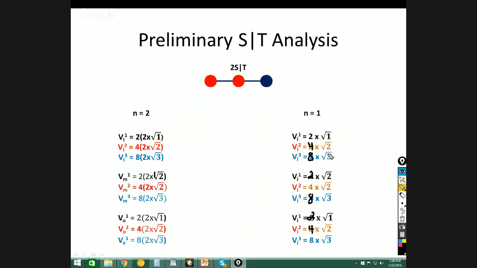But this is when n is equal to 1. 1 times the square root of 1, 1 times the square root of 2, 1 times the square root of 3, and so on. And this, again, should be square root of 1. And so on down the line.